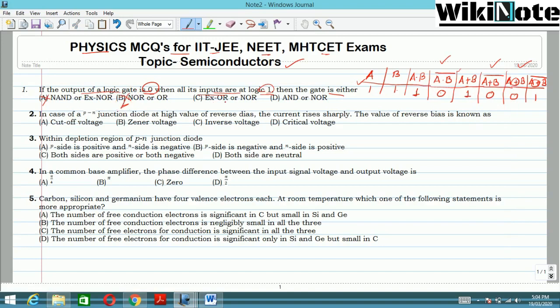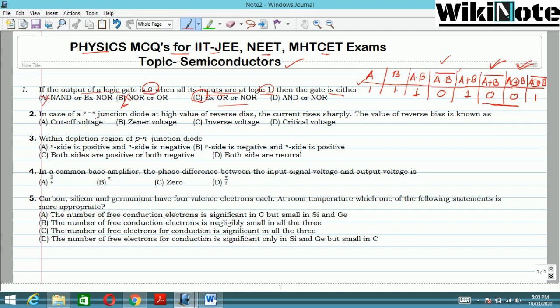Then the third option, XOR, NOR. For XOR the output is 0, and for the NOR gate the output is also 0, so it satisfies both conditions. So my answer is C, XOR or NOR. No need to go for the last option, but if you have time, you can. This is my correct answer.